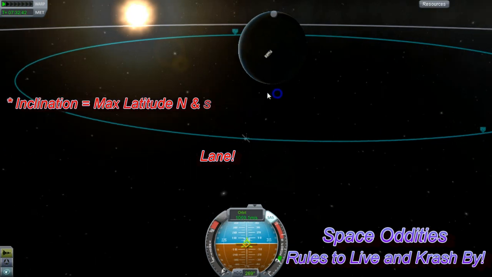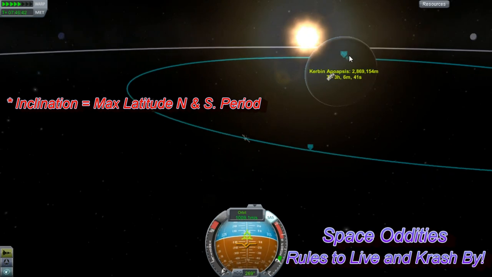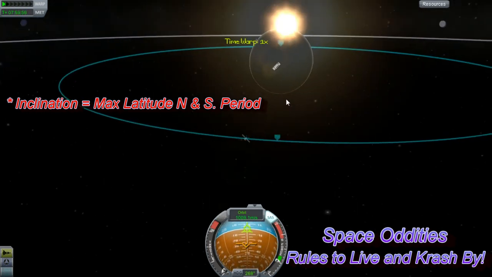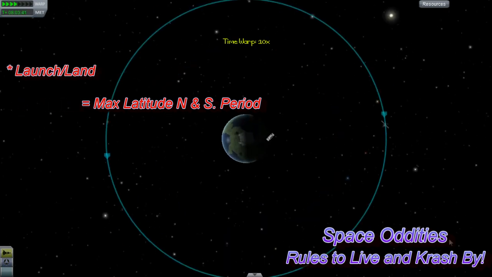Inclination equals the max latitude north and south, period. Because science. Whatever your inclination is, your spacecraft will pass over those two extremes, so to the north and the south. You can't pass over anything higher, and they'll always be equal.